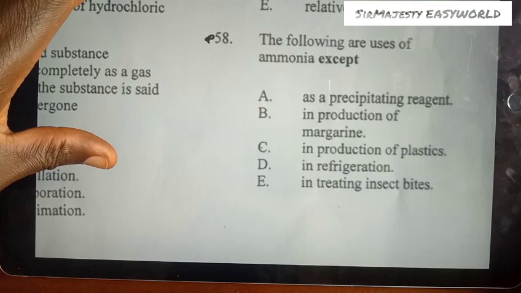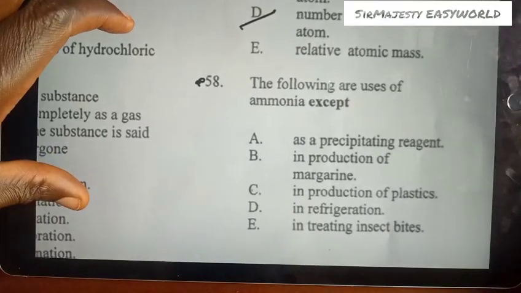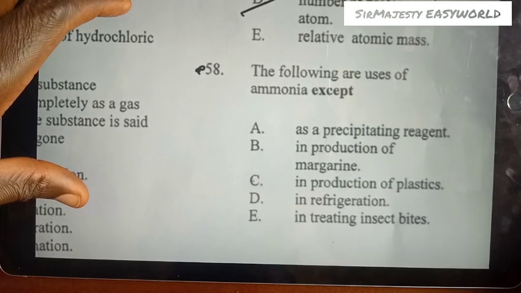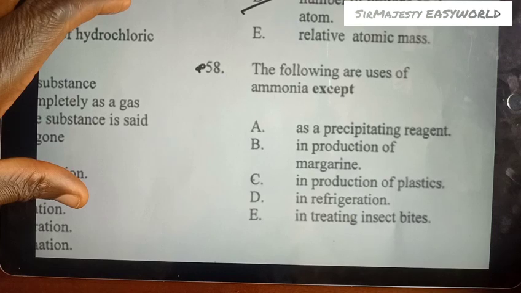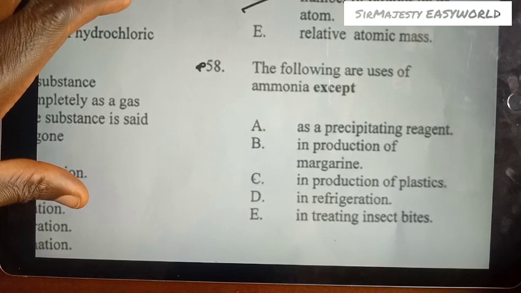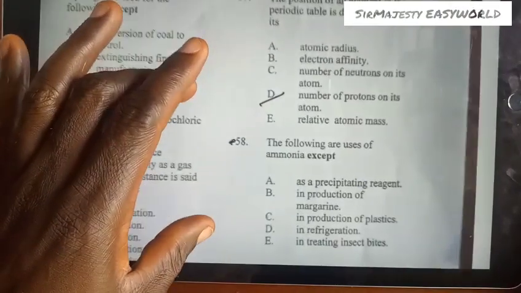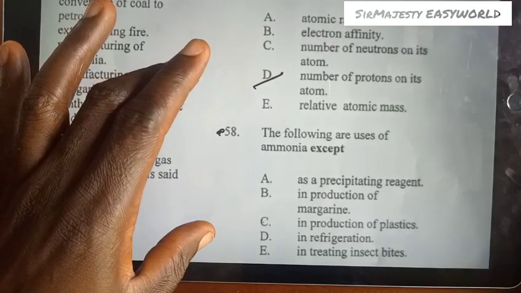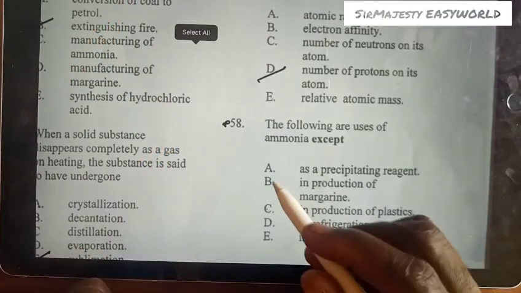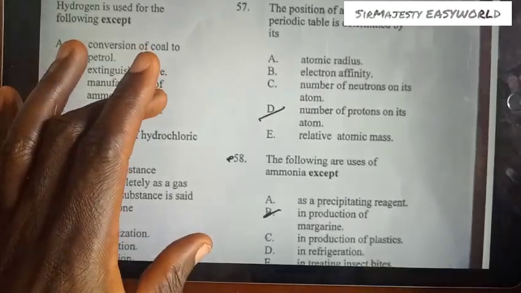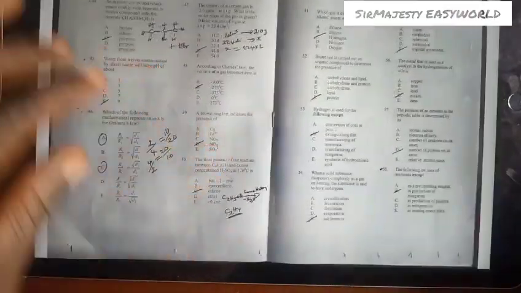So the answer lies between B and C. I wouldn't answer what I'm not sure of. This question is confusing to me. I know that ammonia is a precipitating agent. Use it for refrigeration, yes, of course. But being basic, it might be used to treat insect bites that are acidic. I wouldn't know if we use it in plastic. We might use it in plastic. Margarine, I don't think so. I don't think ammonia is used in the manufacture of margarine. I'm taking B from my elimination method.